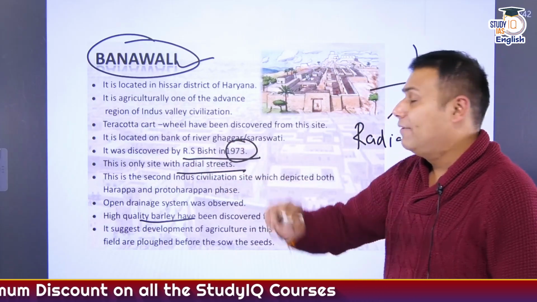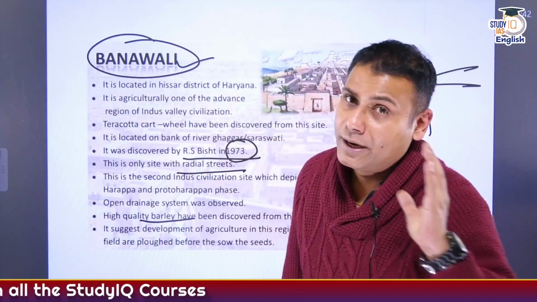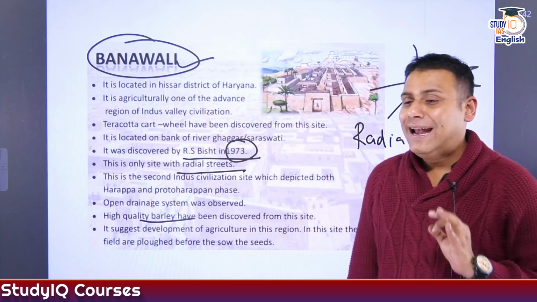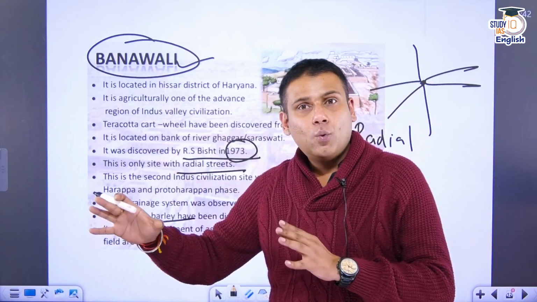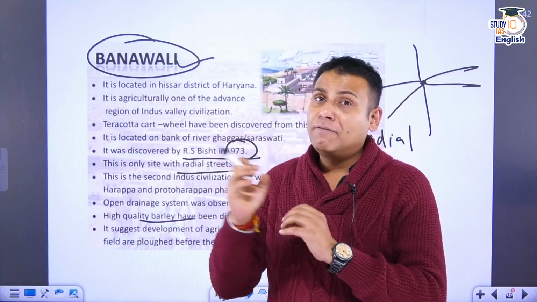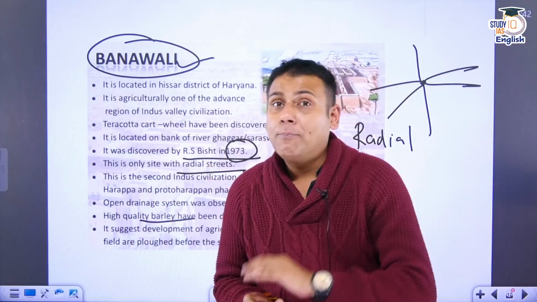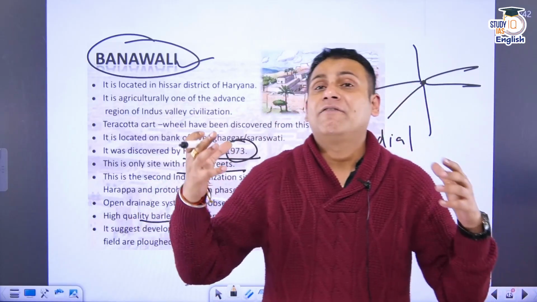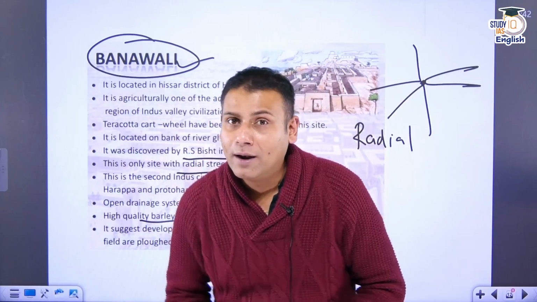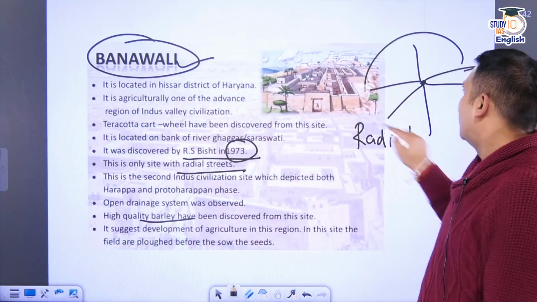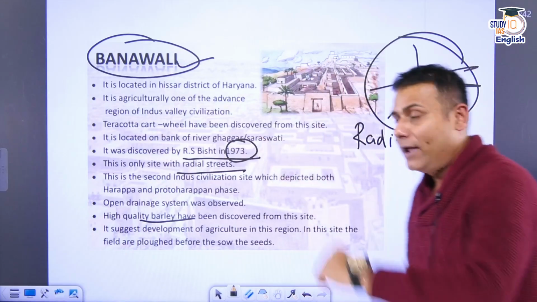R.S. Bisht around 1973. Repeating the points again, if you want to note it down, guys, please note it down. Banavali, it is an Indus Valley civilization site located in Haryana. It is a site where fine quality barley have been found. Along with Kalibangan, this is a site where Proto-Harappan as well as Harappan cultural phase have been observed. Fields were ploughed before sowing the seeds. And the most important one, radial street pattern has been observed at the site of Banavali. Clear? Let's move ahead.